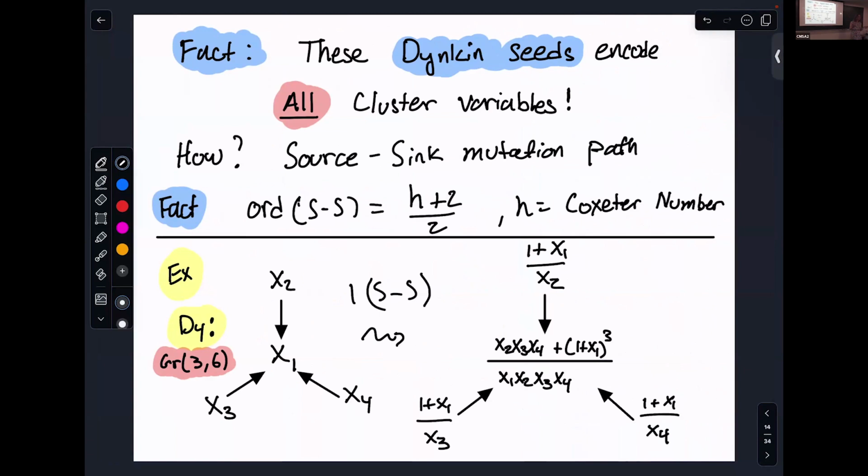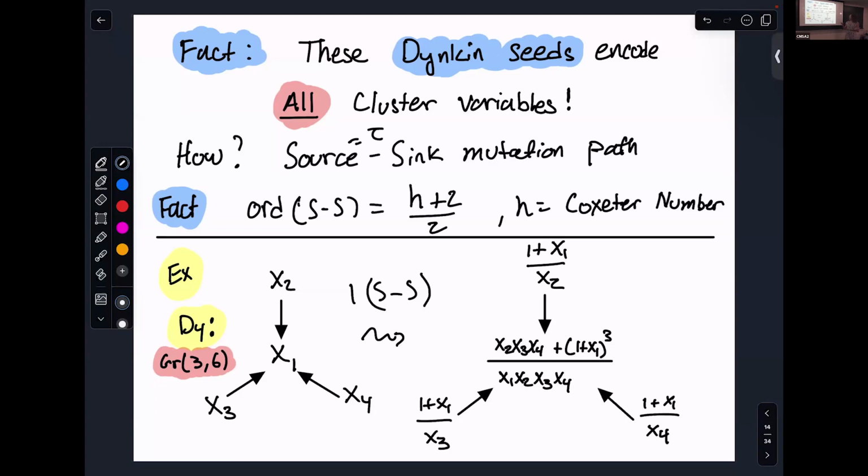Well, there's a convenient way to produce all the cluster variables, and this is following along this source and sink mutation path. This is actually the same as this tau operation that Hugh was talking about, but I'm going to think about it in terms of source-sink mutations. As an example, if I take D4, which is the same type as Gr(3,6), I can start with a Dynkin seed, and I've picked an orientation where each node is either a source or a sink.